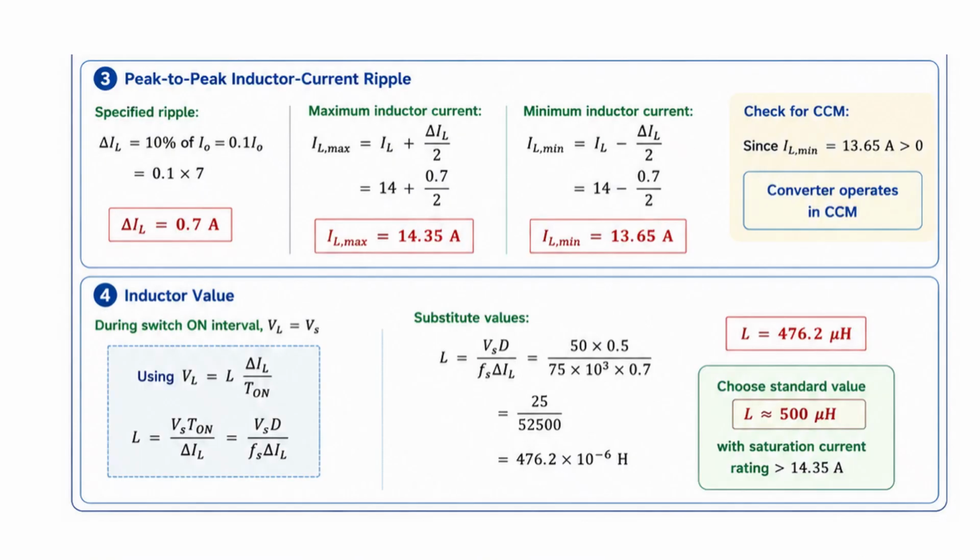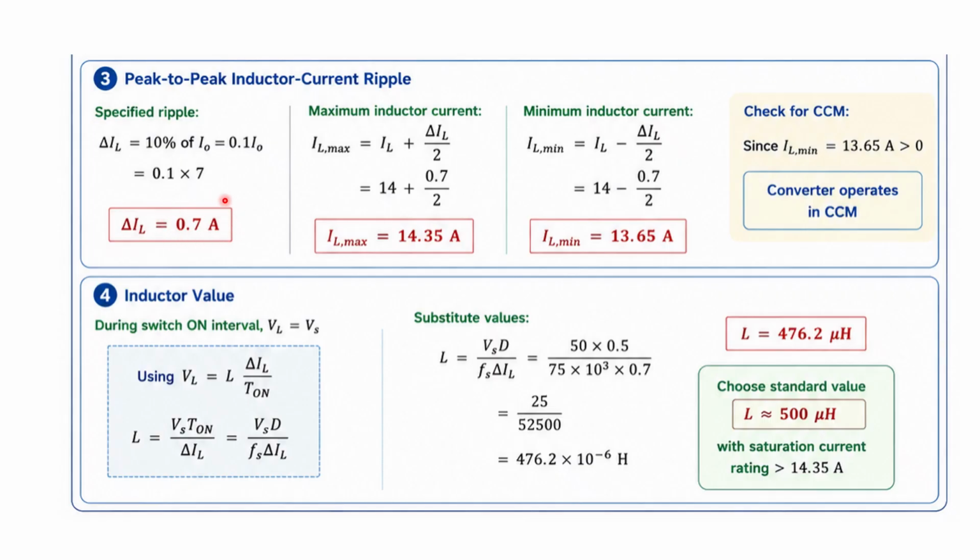Now we will move on to the third part of the numerical. You have to calculate the peak to peak inductor current ripple. So what is inductor current ripple? Delta IL is 10% of I naught. What is I naught, which is calculated in the previous step? It is 7 amperes. So 0.1 into 7 will give you 0.7 ampere. This is the value of the ripple, delta IL, 0.7 ampere.